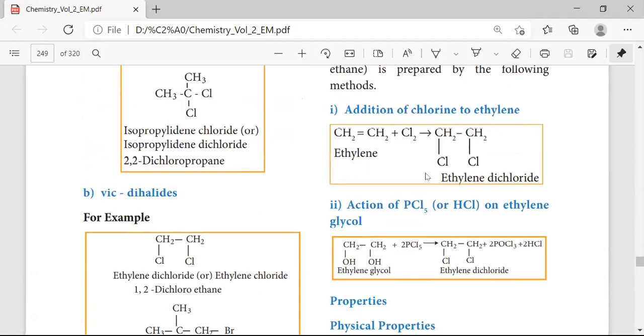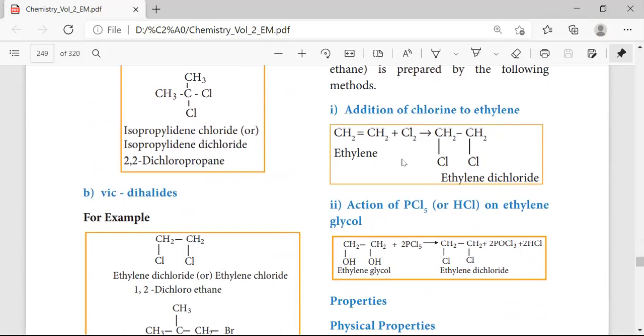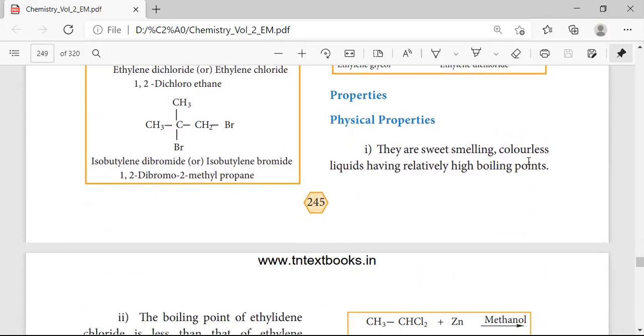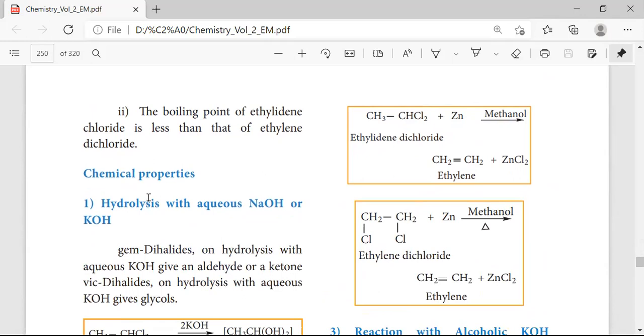Okay. Again, this dihalide. Here you see ethylene along with chlorine we get ethylene dichloride, and with glycol we get the product as dichloride. The properties like it is a sweet smelling because aromatic compounds are pleasant smelling compound, and it is having a sweet smelling and then colorless liquid that has relatively high boiling points. Okay. And also the boiling points of this ethylidene chloride is less when compared with the dichloride.